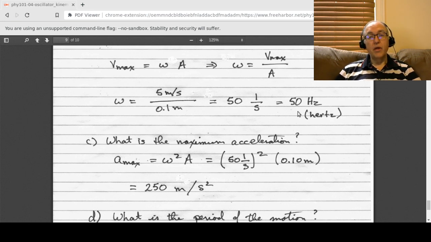Okay, all right, great. So omega is equal to 50 hertz. All right, that answers the question. Question C is, what is the maximum acceleration?